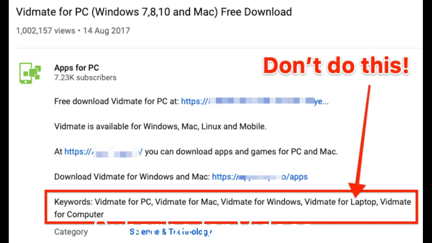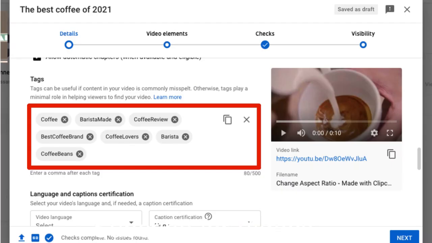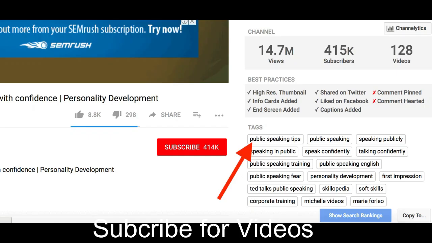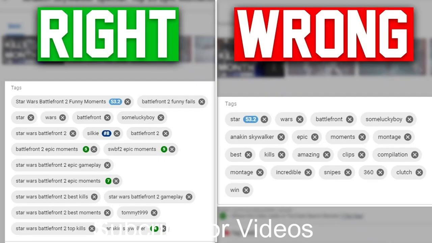To optimize the use of tags, creators should focus on using relevant and specific keywords that accurately describe their video's content. It's also important not to overstuff tags with too many generic terms that may not be applicable to the video.